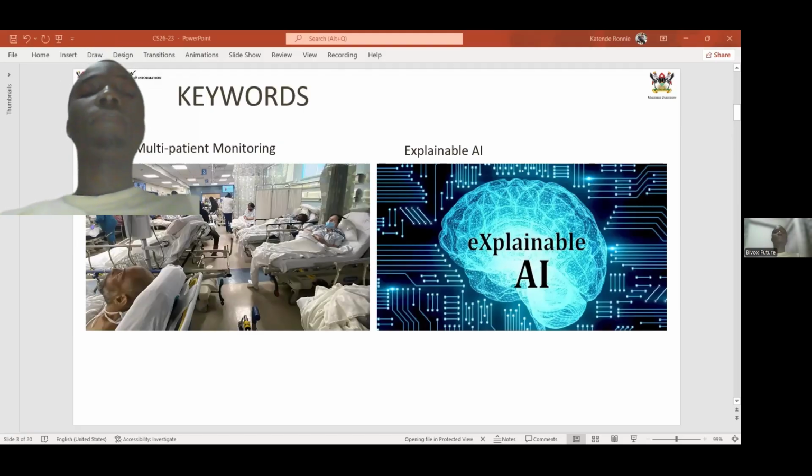Then the explainable AI. Explainable AI refers majorly to the development of machine learning systems whose decision-making process can be understood and interpreted by humans.